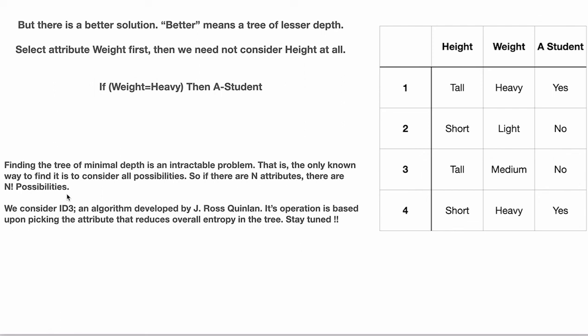But what we're going to be considering here is a heuristic, even though it's referred to as an algorithm, it really isn't. And what a heuristic is it means that we think that this recipe provides us with good solutions, but we can't guarantee us that it gives us the best solution. And the name of the algorithm is called ID3, and it was developed by an Australian statistician. His name was J. Ross Quinlan. And it's based upon picking the attribute that reduces the overall entropy in the tree.